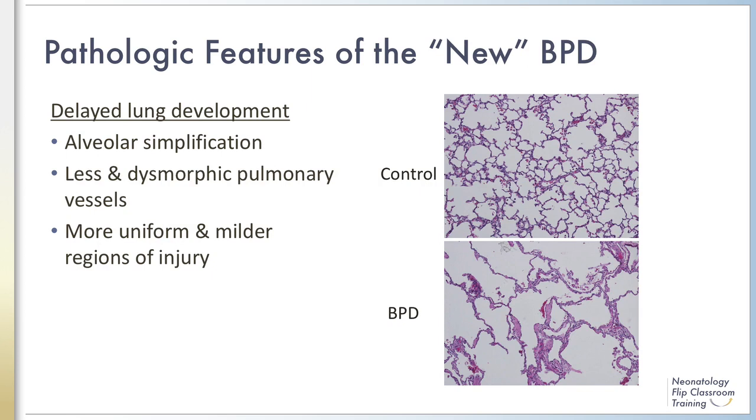In contrast, the hallmark pathologic features of the new BPD are those with delayed lung development, but mild lung injury. Characteristic findings include alveolar simplification, less and dysmorphic pulmonary vessels, and more uniform and milder regions of lung injury. The two histology pictures in this slide were taken under the same magnification. As compared to the age-matched control on the top, the BPD patient has significantly fewer alveoli, which translates into decreased surface area for gas exchange.